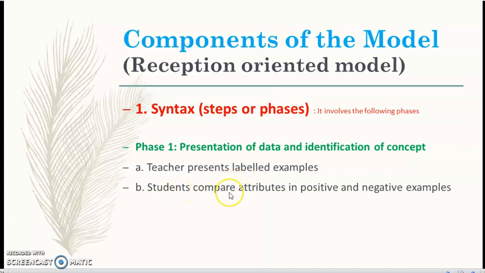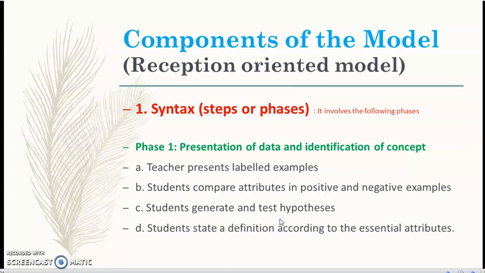Later, students compare attributes in positive and negative examples. We have seen earlier that positive examples are yes examples and negative examples are no examples. So students compare the attributes, characteristics, or features of both these categories. Students here generate and test the hypothesis which they formulate while comparing the attributes of positive and negative examples. Later, students state a definition according to the essential attributes, as they have identified certain essential attributes which are related to the yes or no examples, or positive and negative examples.